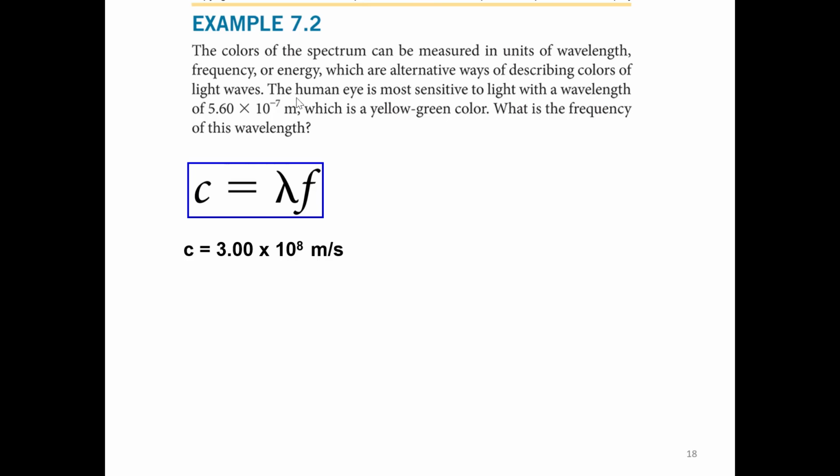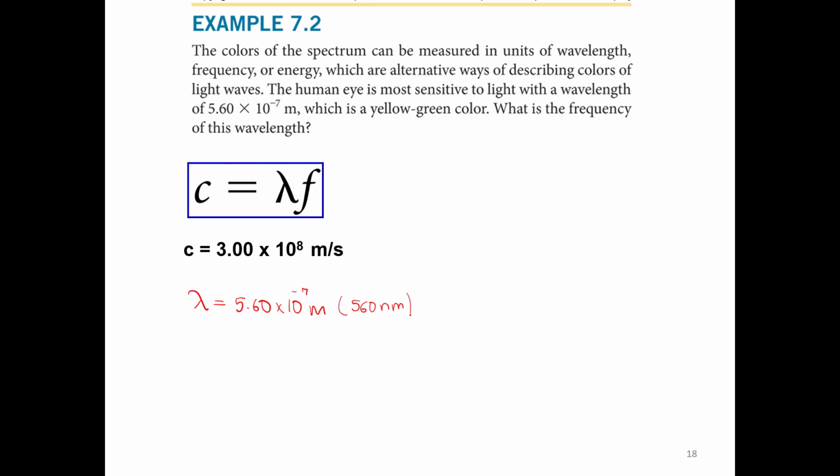We can detect, yes, all the colors. This is the only part of the electromagnetic spectrum we can detect. But the human eye is most sensitive to light with a wavelength of 5.6 × 10⁻⁷. And we say, yes, this is the one, 5.6, and this is the wavelength, 10⁻⁷ meters.